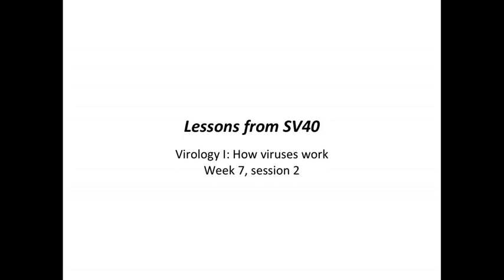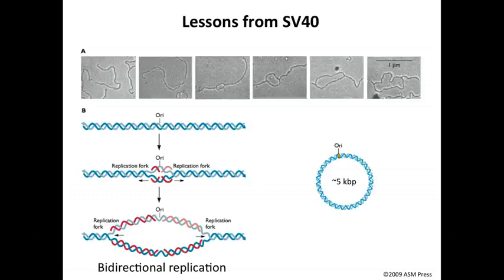Now this is a virus with a rather small genome. It's a double-stranded DNA circle of about 5,000 base pairs, or 5 kilobase pairs. This DNA has a single origin of replication. The origin of replication is the defined specific place in the genome from which DNA replicates initially.